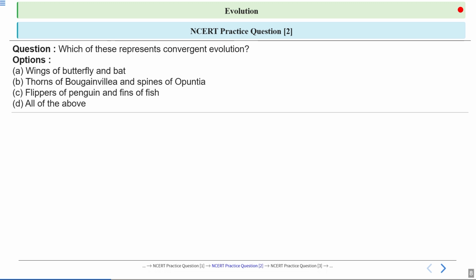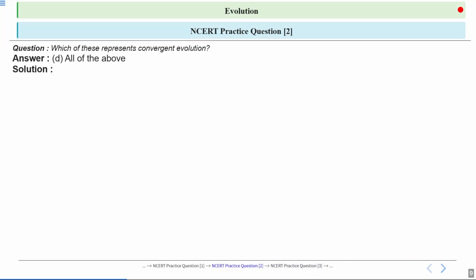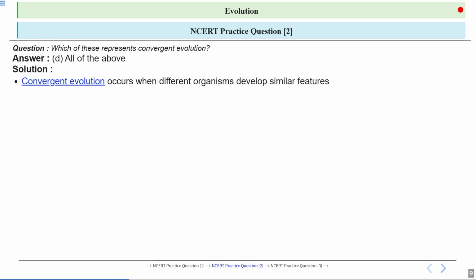Let's discuss the next question. Which of these represents convergent evolution? Let's have a look at the options. Option A is wings of butterfly and bat. Option B, thorns of bougainvillea and spines of opuntia. Option C, flippers of penguin and fins of the fish. And option D, all of the above. What will be the correct answer? Option D is the correct answer, all of the above. Let's have a look at the explanation.